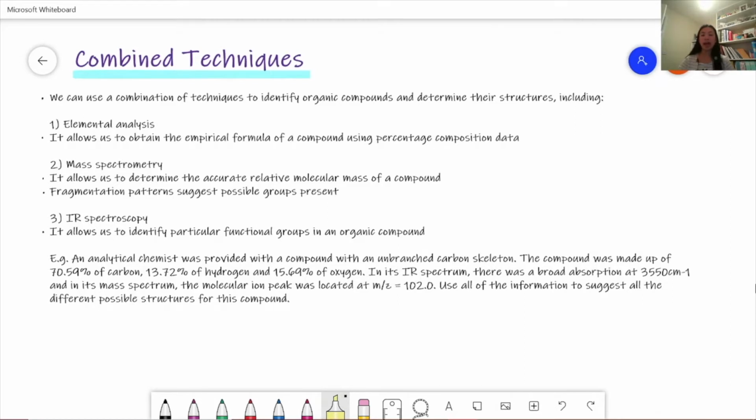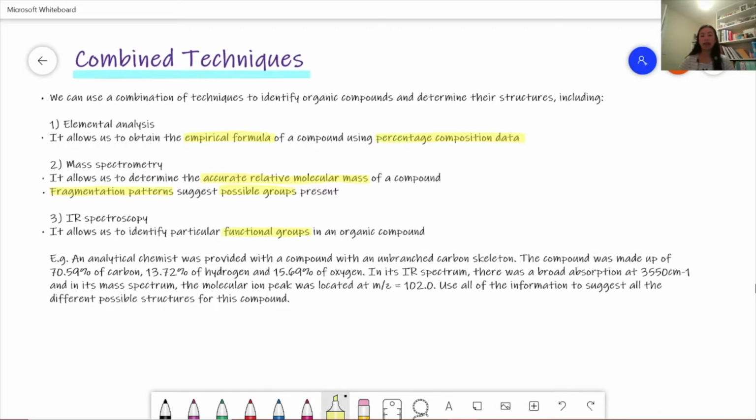And so firstly, we can use elemental analysis. So this allows us to obtain the empirical formula of a compound using percentage composition data. And then secondly, we have mass spectrometry, which allows us to determine the accurate relative molecular mass of a compound, and also the fragmentation patterns produced can suggest to us possible groups present. And then thirdly, we have infrared spectroscopy, and this allows us to identify particular functional groups in an organic compound. So now we're going to look at a quick example of how we could combine these three techniques.